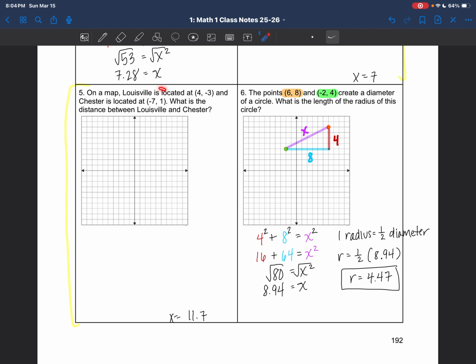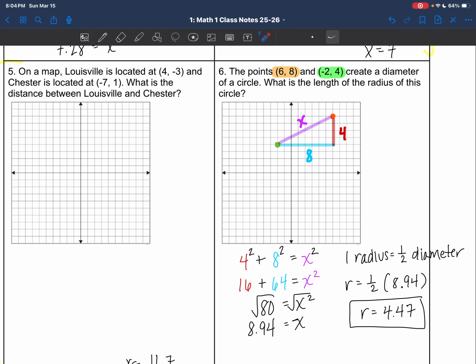Same thing, plot your points and then find the distance. And then this is similar to what we kind of did before, where we've got these points that create a diameter of a circle. So we want to find the length of the radius. Well, one radius is half the diameter. So first we've got to find out, okay, this is 4 and square it. This is 8 and square it. And we're looking for this. So really our circle is like here. Whoops, that's a horrible circle. Slightly better. It's supposed to be like that.